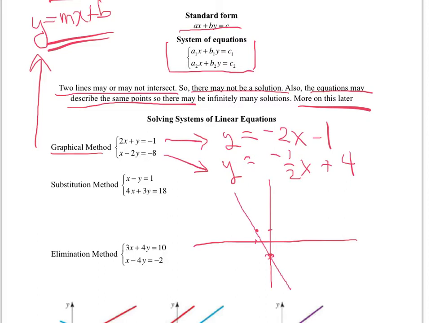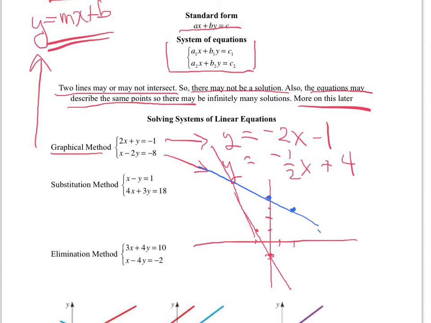The second one, y equals negative 1/2 x plus 4, has a y-intercept of 4. So I'll go up to 4. The y-intercept for the second line is 4, and the slope is negative 1/2. So I go down 1 unit and to the right 2 units, and I'll end up approximately right there. Now I can sketch that line.